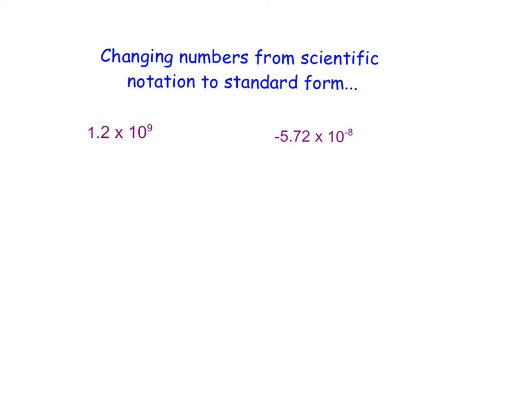Okay, so now we're going to do this in reverse. Here we have numbers that are written in scientific notation, and we're going to convert these into standard form. Now, if you ever forget how these work, take a look at the power of 10 that you are dealing with. So here we see 10 to the power of 9. Well, I know that 10 to the power of 9 is 1, followed by 1, 2, 3, 4, 5, 6, 7, 8, 9 zeros. That's a very, very large number.